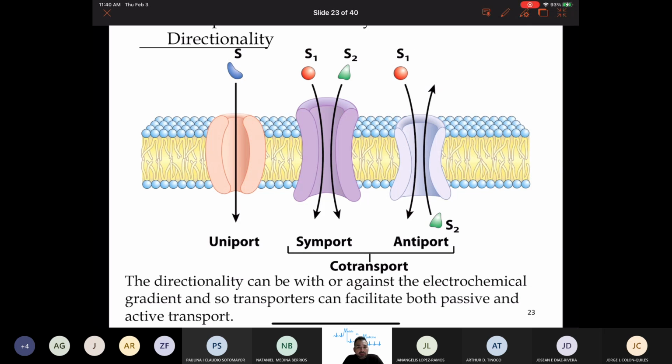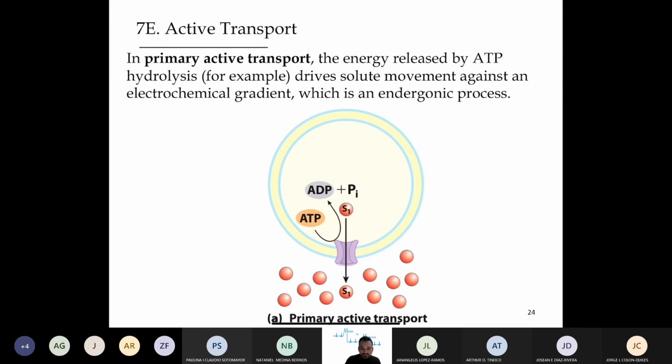So then the directionality can be with or against the electrochemical gradient. All right, so it's either something that is going to be thermodynamically favorable or not. And so in that context is how this is being facilitated in both passive and active transport. All right, so this is a transition into a discussion of active transport.